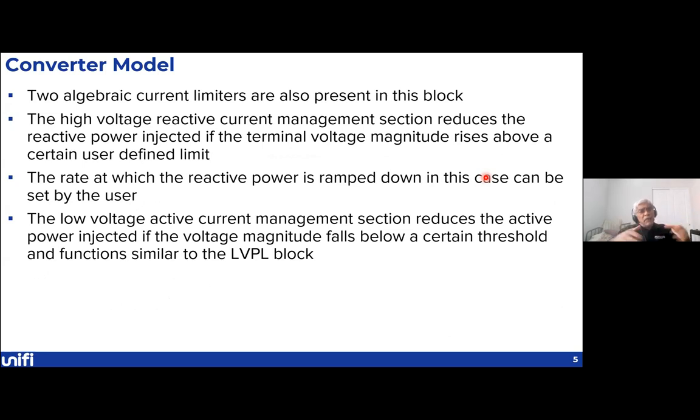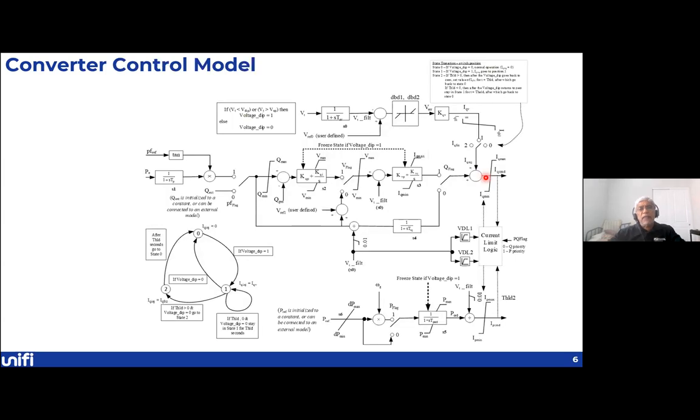This also has two algebraic current limiters present in this block. The high voltage reactive current management section reduces the reactive power injected if the terminal voltage rises above a certain user device limit. The rate at which the reactive power is ramped down, again, can be set by the user, because this is something specific to the manufacturers. The low voltage active current management section reduces the active power injected if the voltage magnitude falls below a certain threshold.